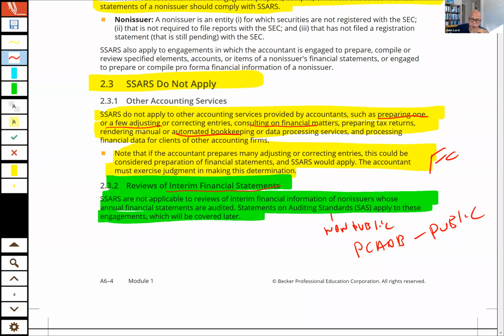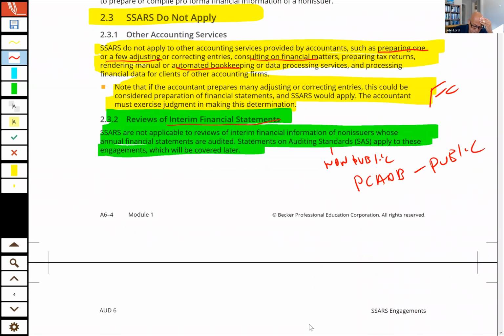Okay, and let's take a look. SARS do not apply to other accounting services, such as preparing one or a few adjusting or correcting entries, consulting on financial matters, preparing tax returns, rendering manual or automated bookkeeping services, and processing financial data for clients. Note that if the accountant prepares many adjusting or correcting entries, this could be considered a preparation of financial statements, and the SARS would apply.